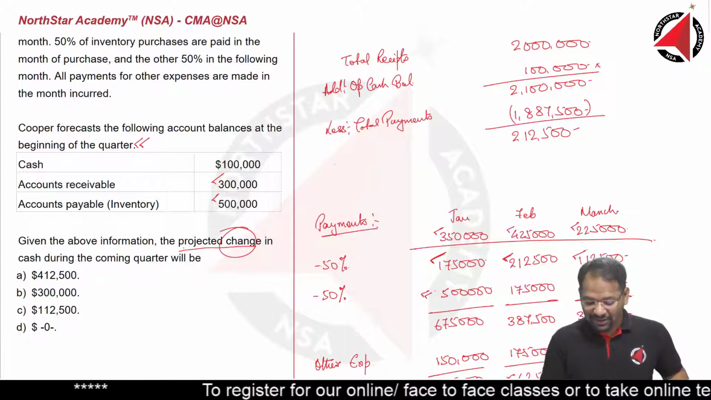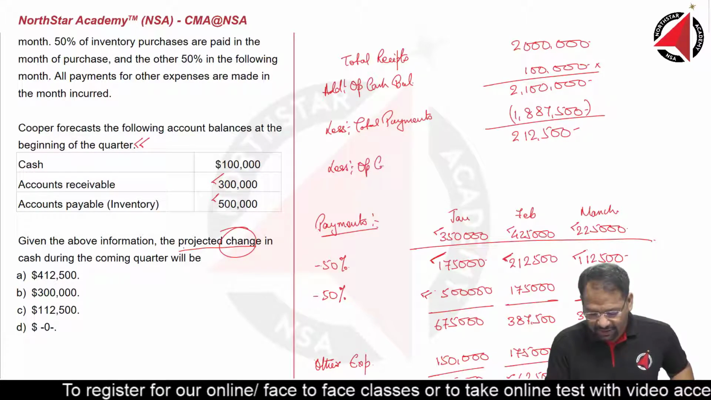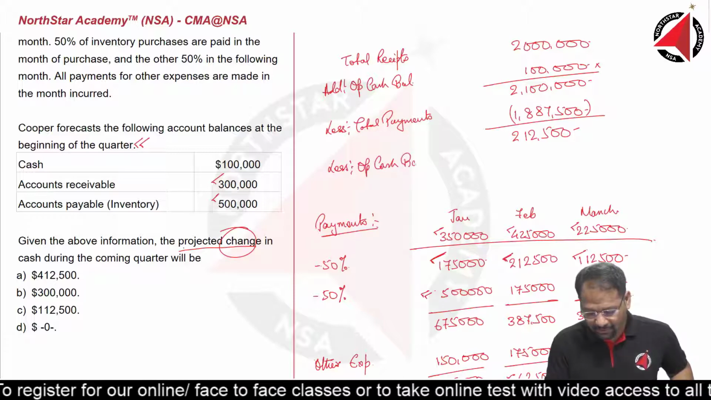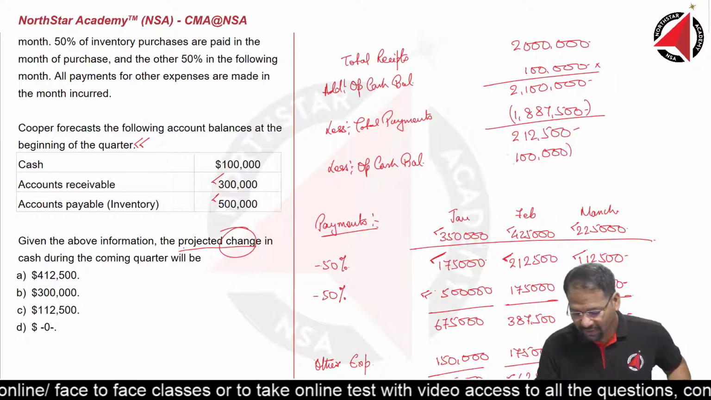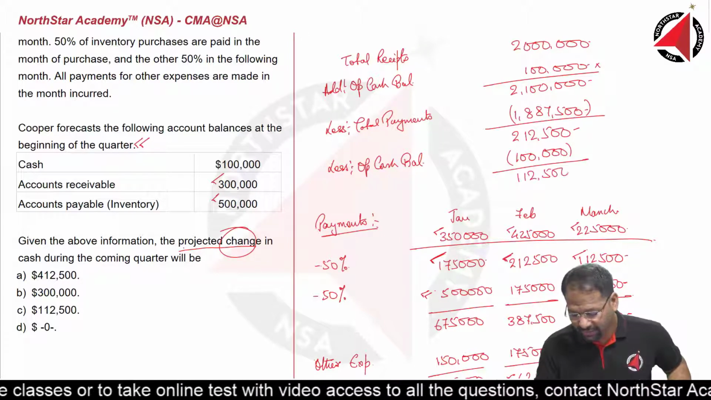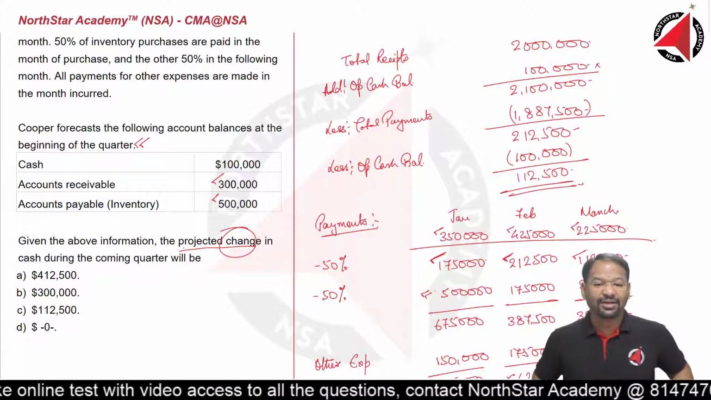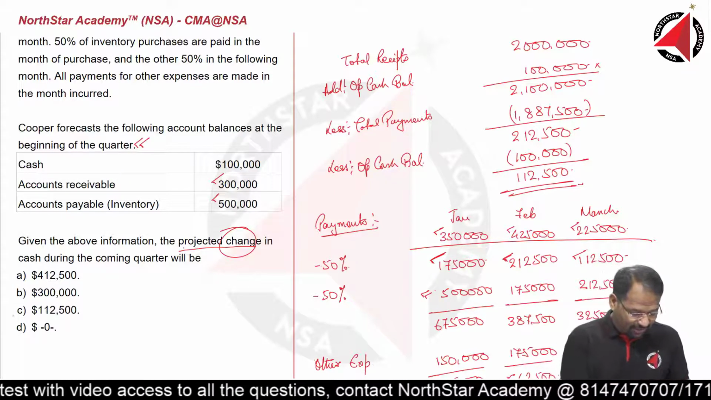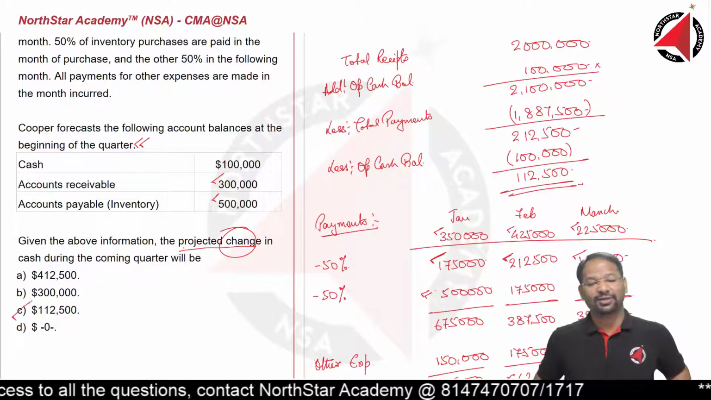Alright, so projected change means you should not have considered this number. But since we have considered it, we will subtract the opening cash balance. How much is the opening cash balance? $100,000. So now we will get the change in the cash balance. Projected change would be $112,500. So the correct answer would be option C, $112,500. Thank you.